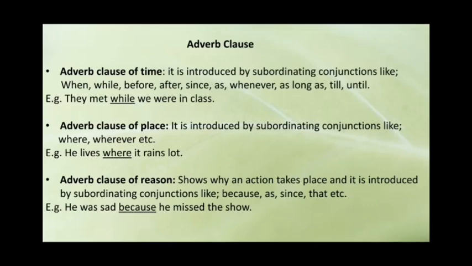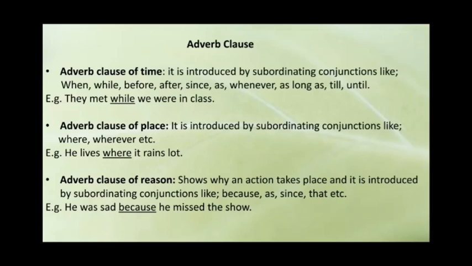Next is adverb clause of place. So this is introduced by the subordinating conjunctions like where, wherever, etc. For example, he lives where it rains a lot. So this is very simple. Where is telling you about the place, where it rains.